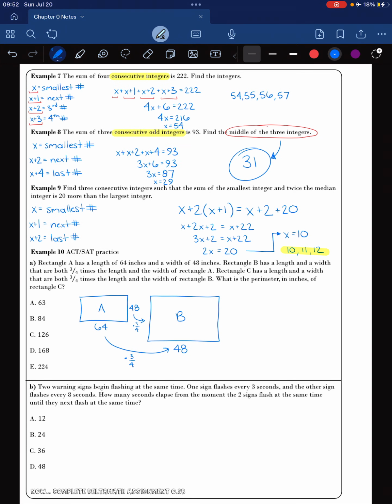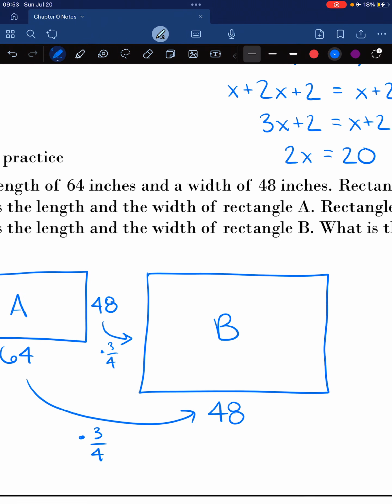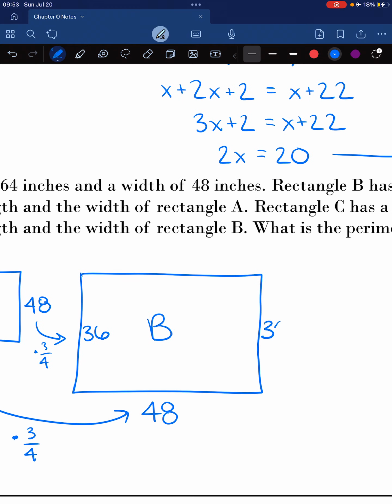48. Oh, did it even say larger? That's definitely not larger. Did I make that up? Rectangle B has a length and width that are both 3/4 times the length and the width. Nowhere did it say larger. So whatever. My picture doesn't make any sense, but that doesn't really matter for ACT, because at least I know I'm talking about a rectangle. I'm keeping track of the lengths and the widths, and I'm labeling them correctly, and that's really what matters. Okay, so 48 times 3/4 is going to be 36.